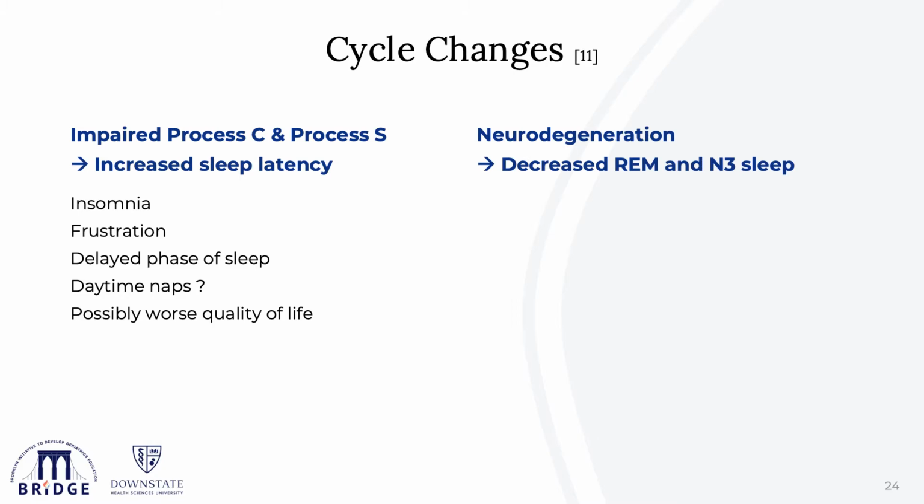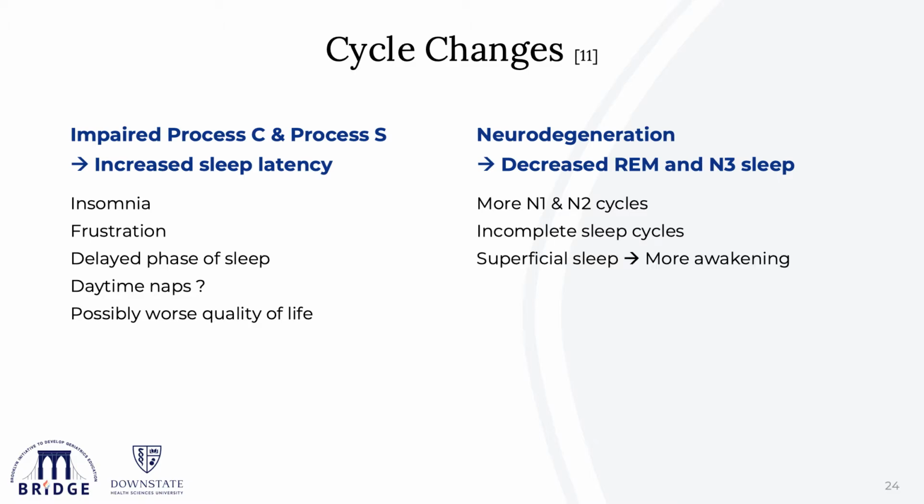You also see neurodegeneration, especially in the cholinergic system, causing decreased REM sleep and decreased N3 sleep, known as the slow wave sleep, which cause more N1 and N2 cycles relatively, incomplete sleep cycles, more superficial sleep, because the more you stay between N1 and N2, you're closer to wakefulness. It makes you very liable to awake if anything interferes with your sleep, like cold temperature, noise, unexpected light.